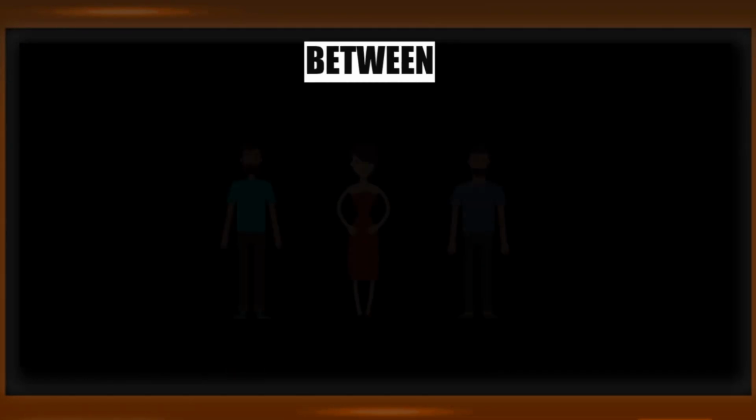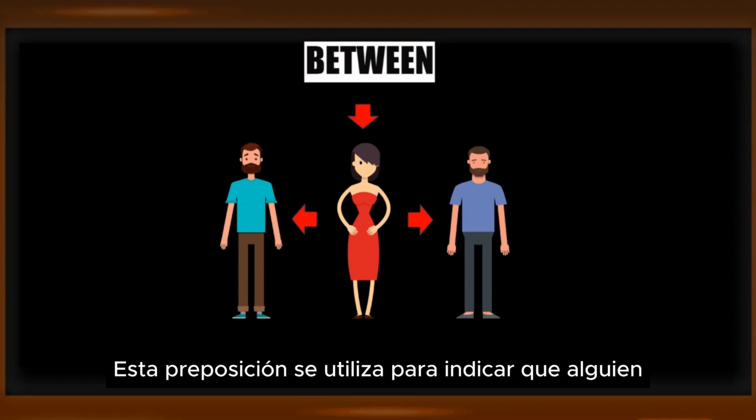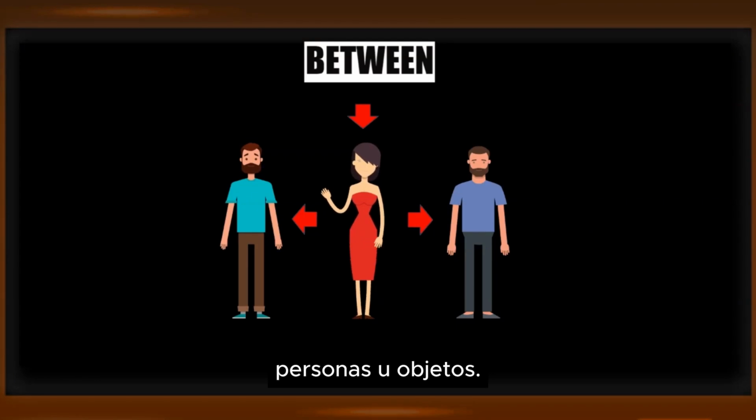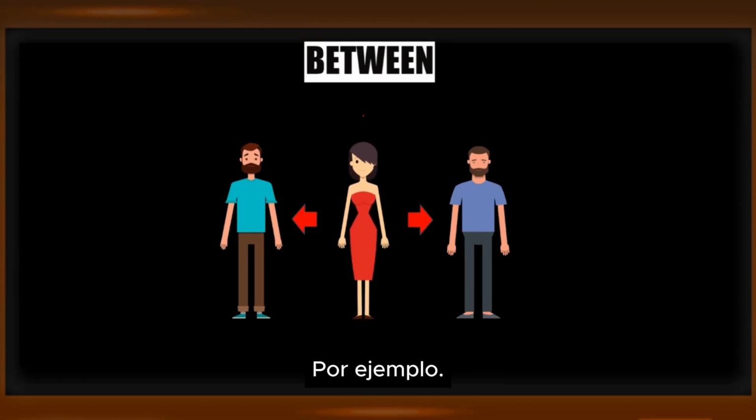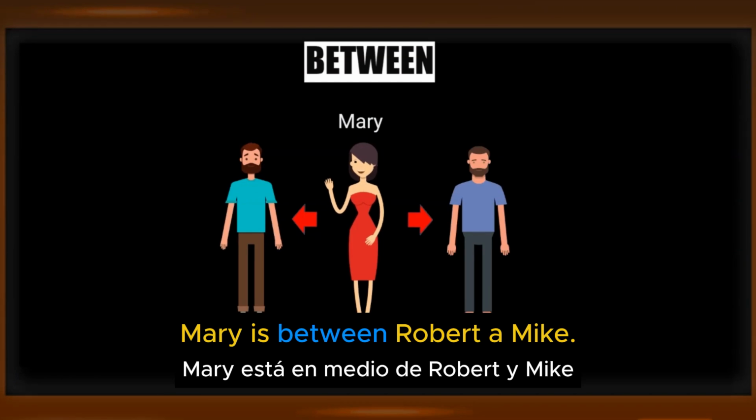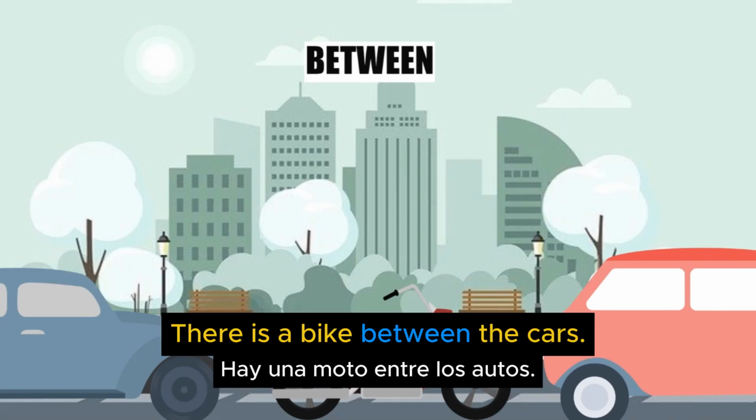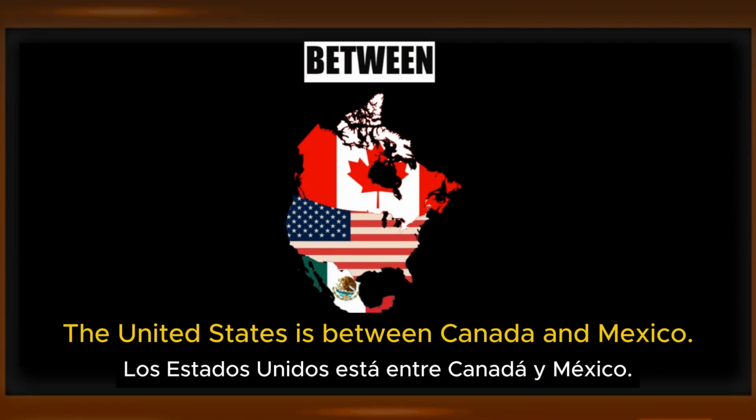Between. This preposition is used to indicate that someone or something is in the space that separates two places, people or objects. For example, Mary is between Robert and Mike. There is a bike between the cars. The United States is between Canada and Mexico.